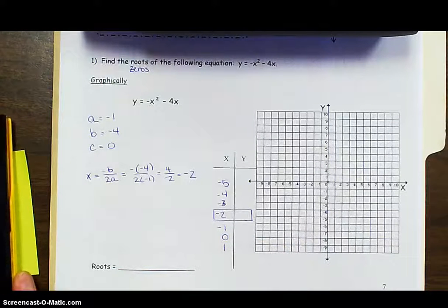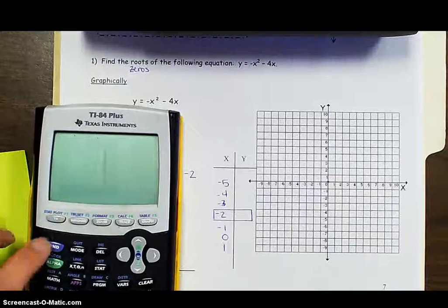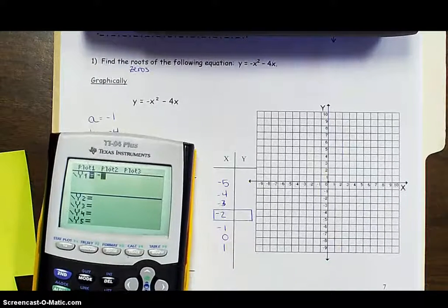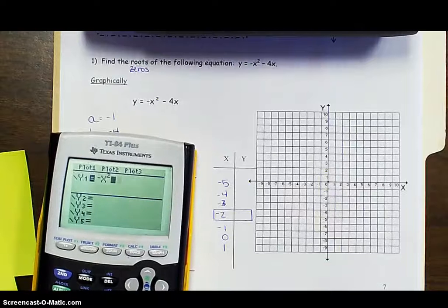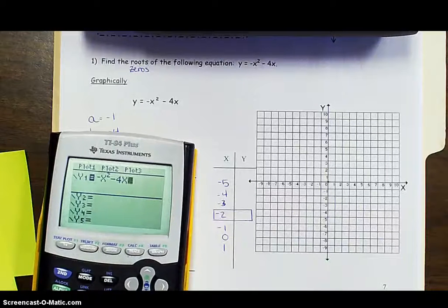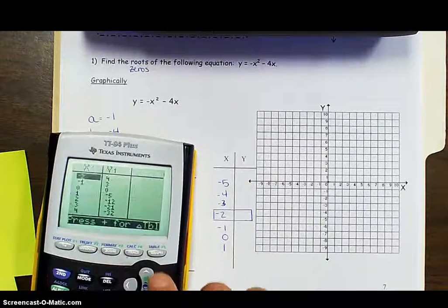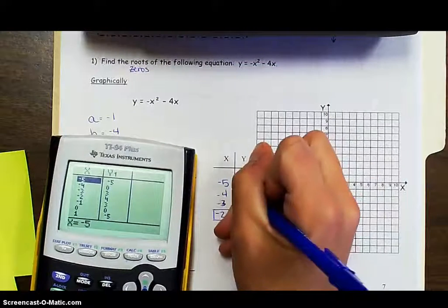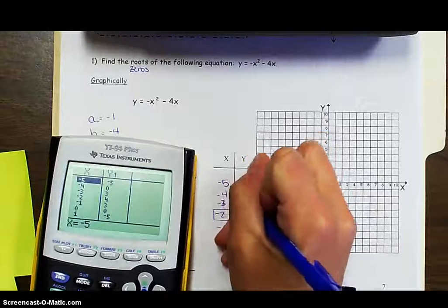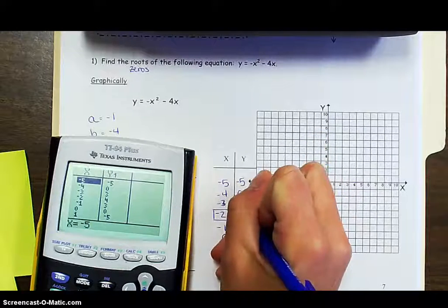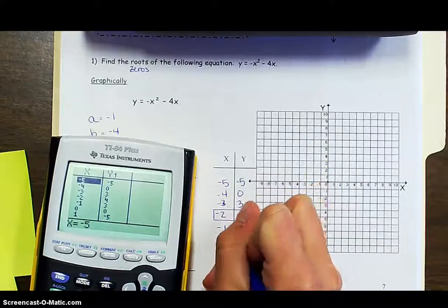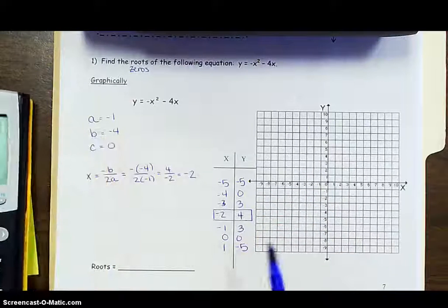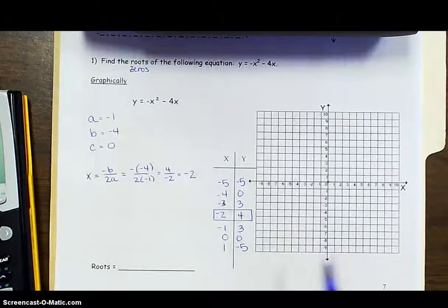Now I'm going to let the calculator do the work for me, so I'm going to go to y equals. I am going to type in my equation, negative x squared minus 4x. Then I'm going to go to my table, and I want to fill in these values. I'm going to have to go up to negative 5. So negative 5, negative 5; negative 4, 0; negative 3, 3; negative 2, 4; negative 1, 3; 0, 0. Now it did say we needed to solve graphically, so let's go ahead.